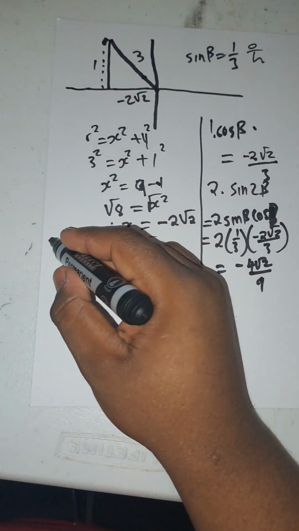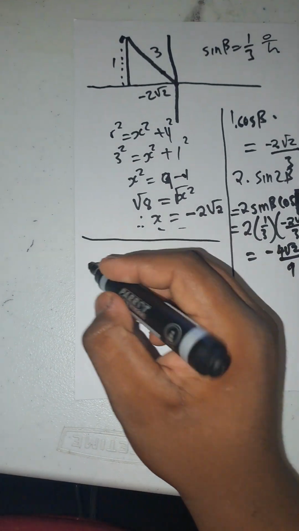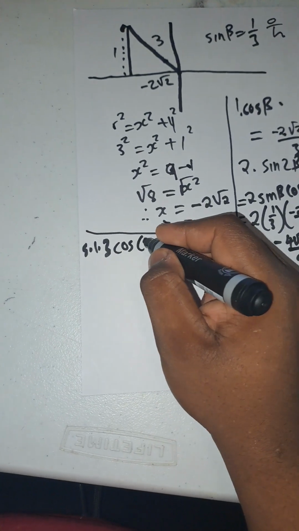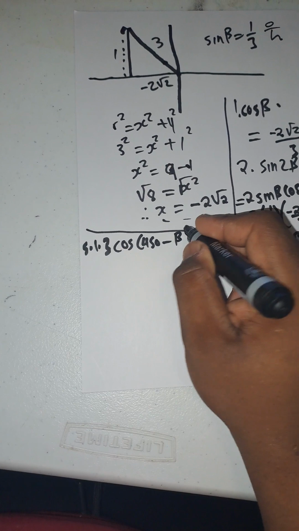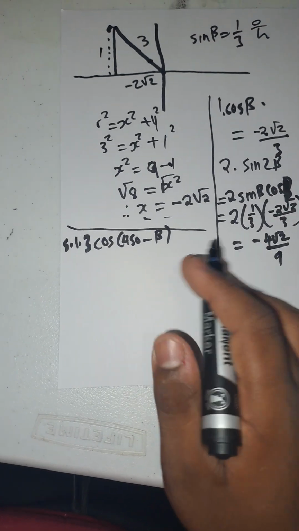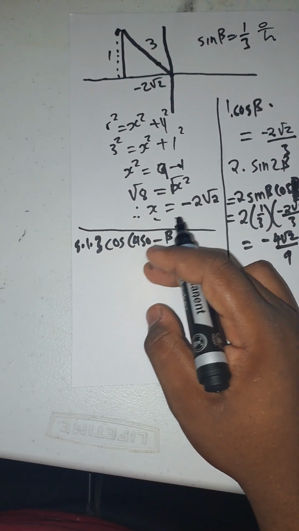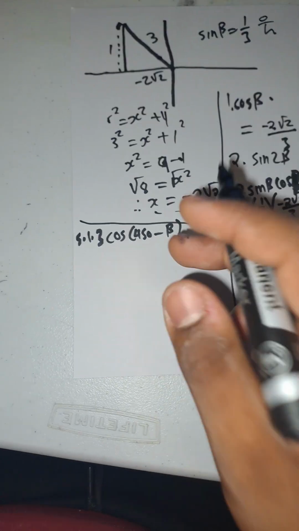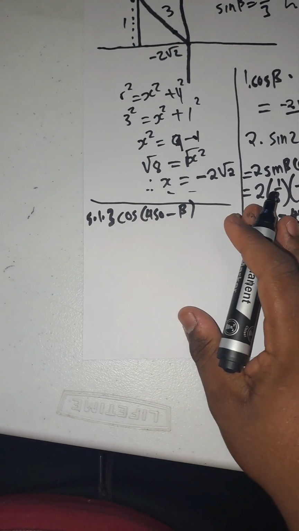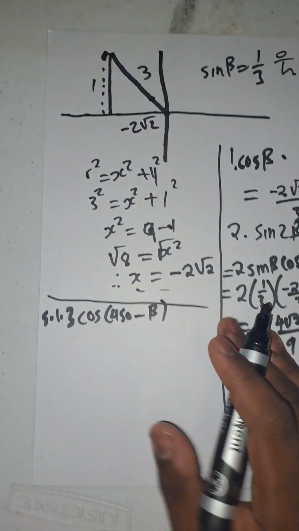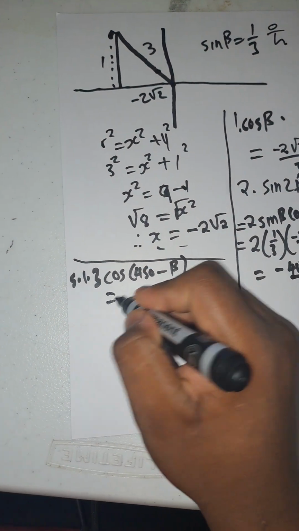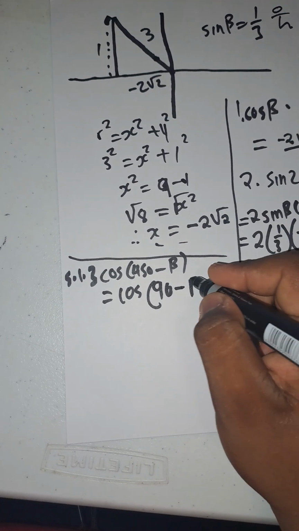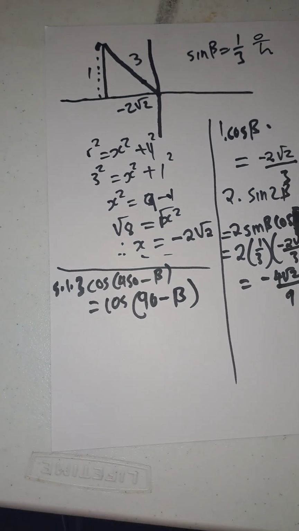Okay, so allow me to write the third one here. The third one is 5.1.3. What do they want? Cos of 450 minus beta. On this one you can expand using compound angles, like cos 450 cos beta plus sine 450 sine beta, and so on. But what I'm going to do now is use reduction angles. I can reduce this one to be cos of 90 minus beta. Do you know why I am saying that?